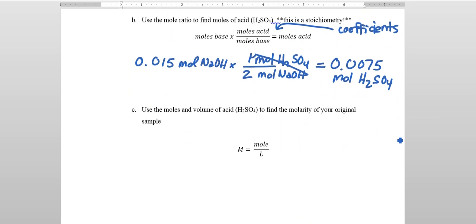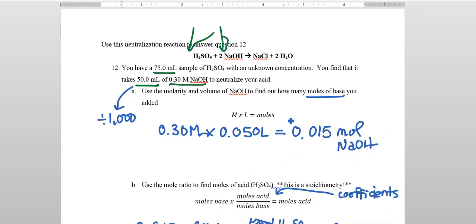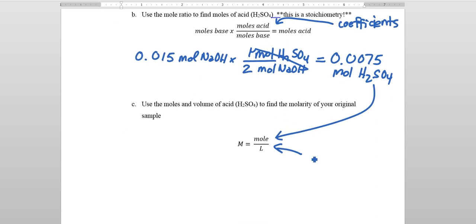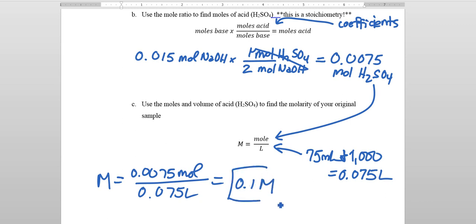Now my last step: I know how many moles of H2SO4, that's this right here. I know the volume. Let's look back at the problem, I forgot what it was. The volume was 75 milliliters. Remember, I need to convert that into liters by dividing by 1,000, so 0.075 liters. So my molarity is going to be 0.0075 moles divided by 0.075 liters. So it is going to be 0.1 molar. So that is how we do a titration problem.